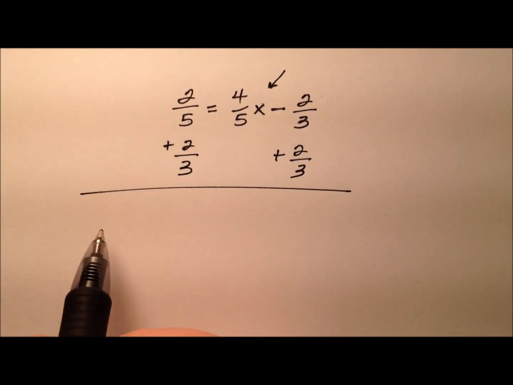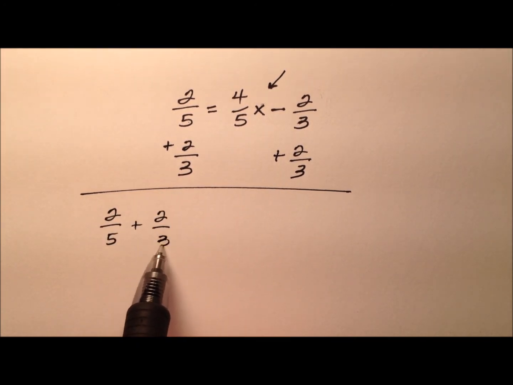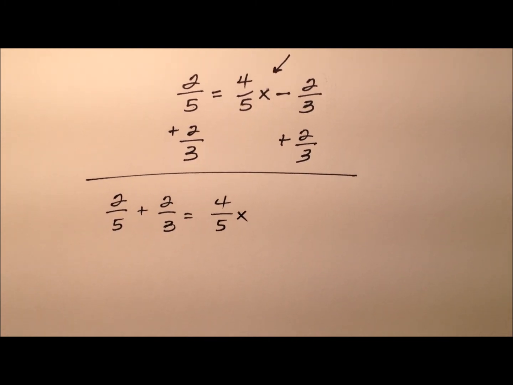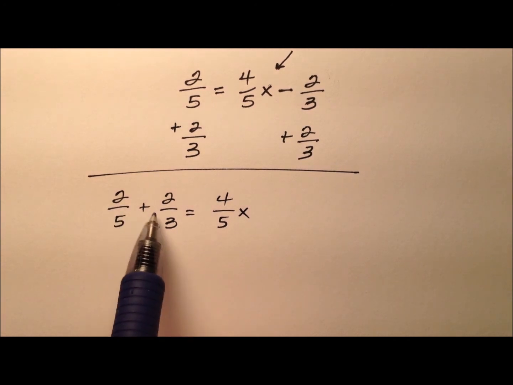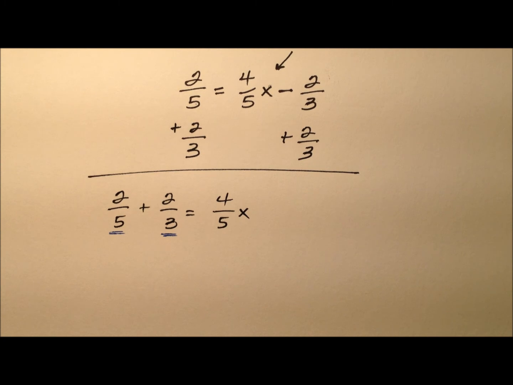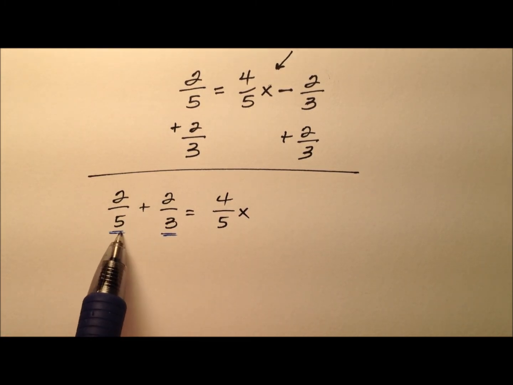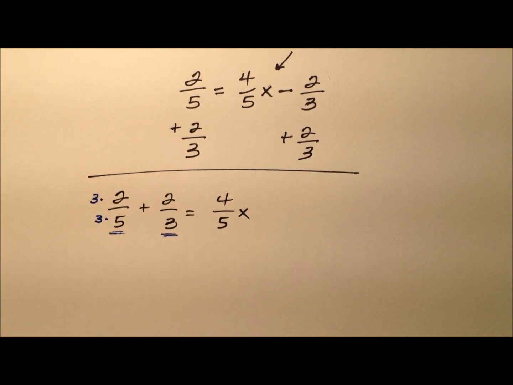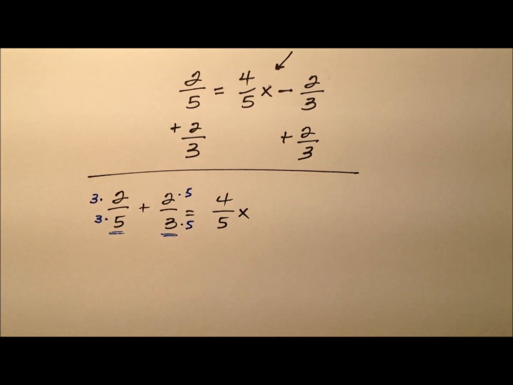And so when I do that, it looks like I have 2/5 plus 2/3, and that will equal 4/5 times x. Well, we have the fraction addition here, so it looks like we're going to need to get common denominators. So between 5 and 3, it looks like 15. So we'll scale each of these fractions to have that common denominator of 15. So multiply the first one by 3 over 3, and we'll multiply the second one by 5 over 5.